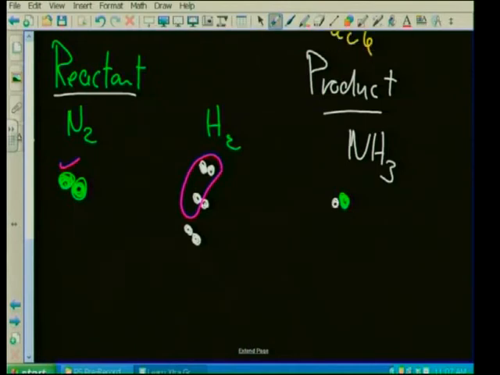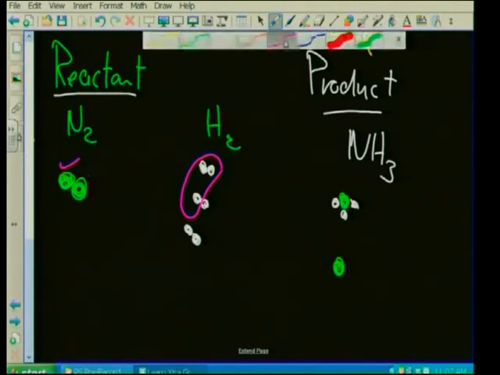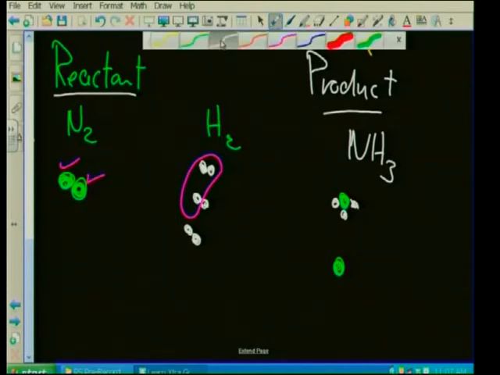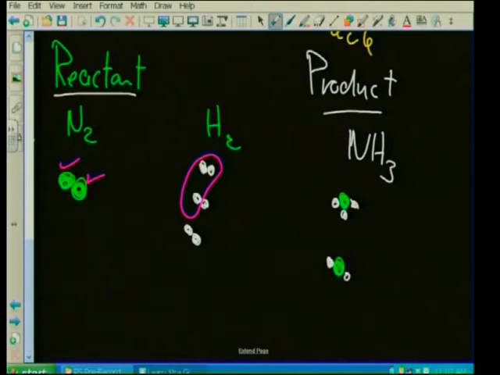So 1, 2, 3. What have I got left over? Let me do my accounting correctly. I've got 1 more nitrogen. There it is. I've taken it. And I've got 3 hydrogens. Hope you can see now that the number of atoms hasn't changed. I had 2 atoms here, I had 6 atoms here. I've still got 2 nitrogen atoms, I've still got 6 hydrogen atoms.